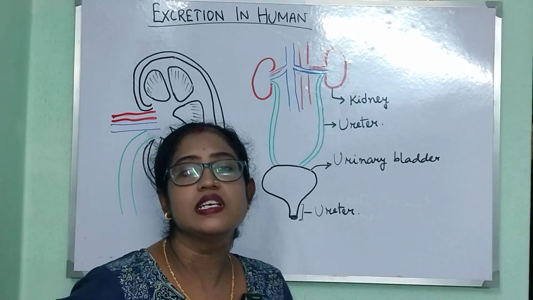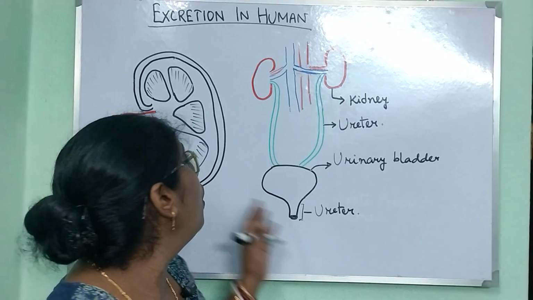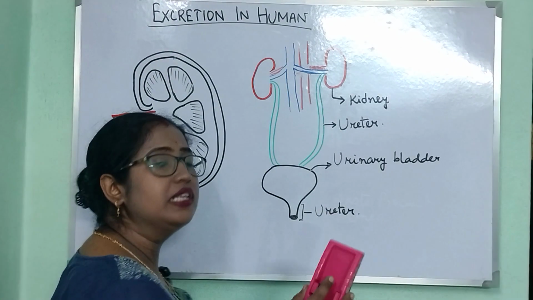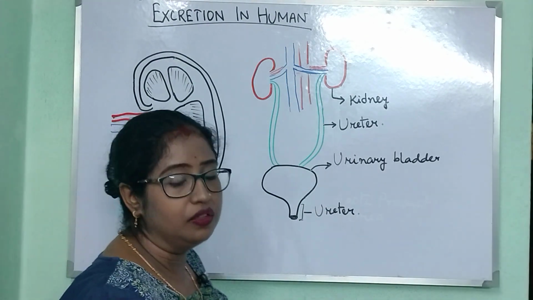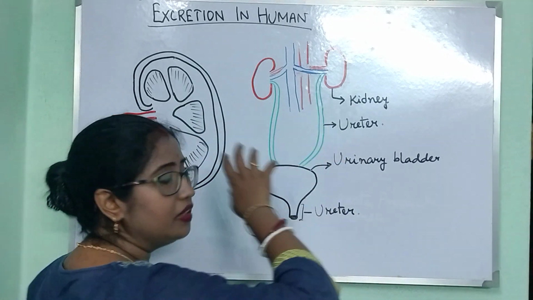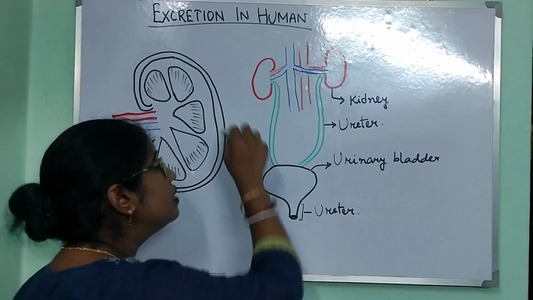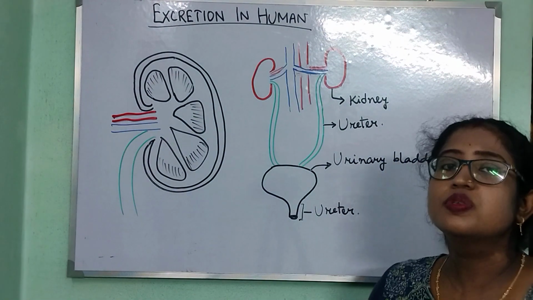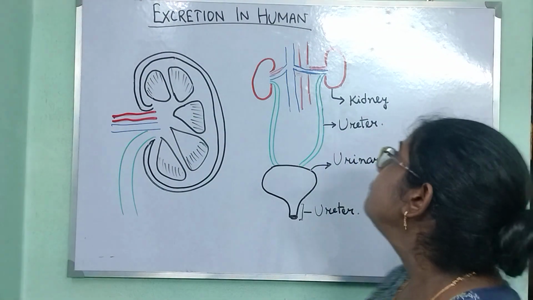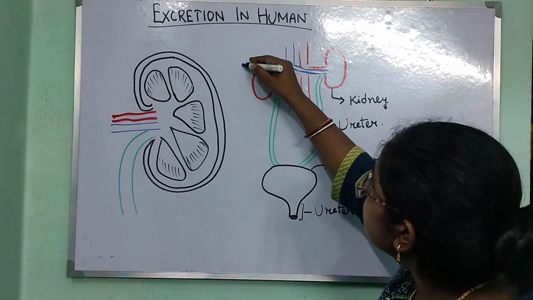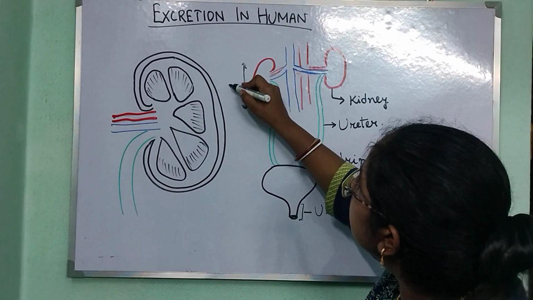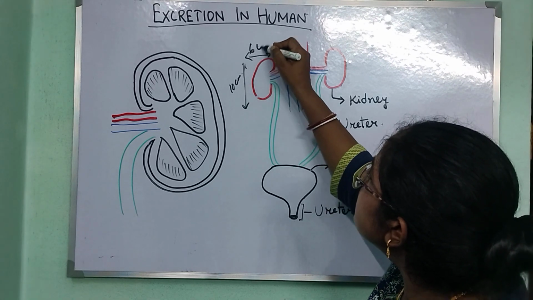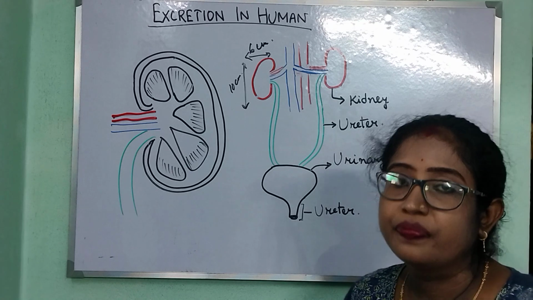Now let us discuss the detailed structure of the kidney first. We will discuss the detailed structures in this class one by one. First one is kidney. So kidney, as I told, is a small bean-shaped structure. It is about 10 centimeter long and it is about 6 centimeter wide.